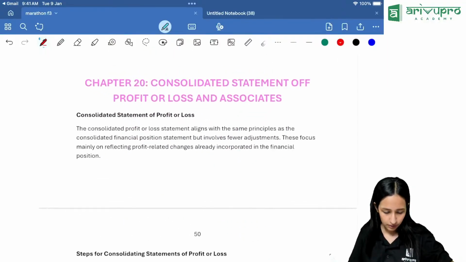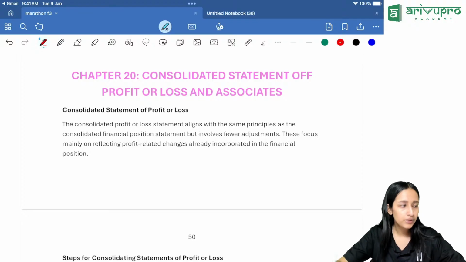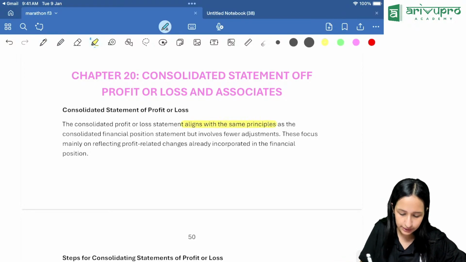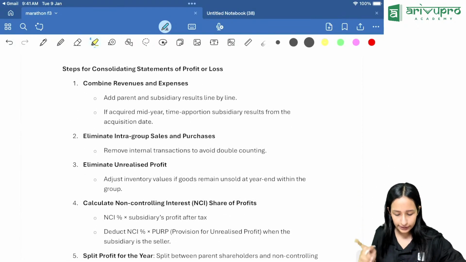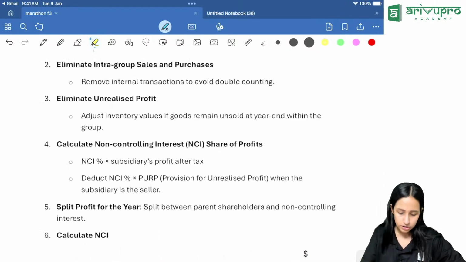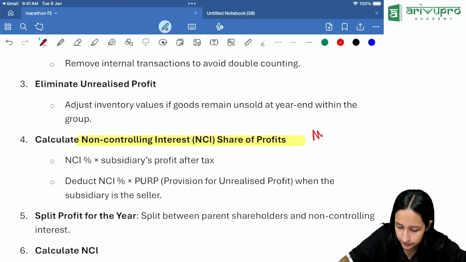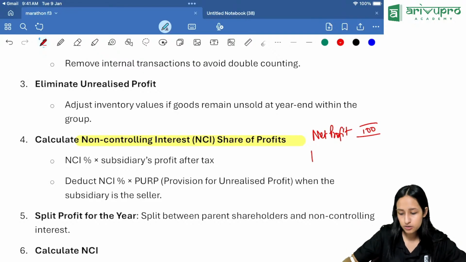It will be taken under both parent's account and NCI's account. Got it? The final chapter is consolidation. Consolidation of consolidated statement of profit and loss. It aligns with the same principles as SOFP. Here you just need to do one extra thing. Everything else is the same. Just this NCI profit. So for example, we get the net profit at, let's say, $100. Now this $100 you need to divide it amongst both parent and NCI.